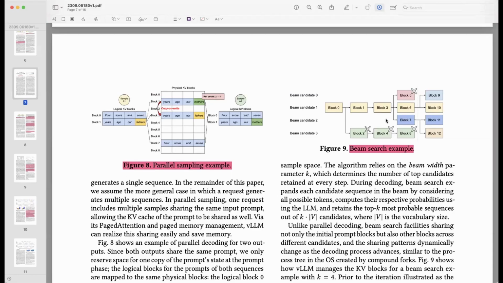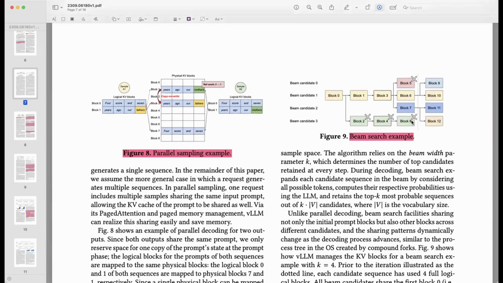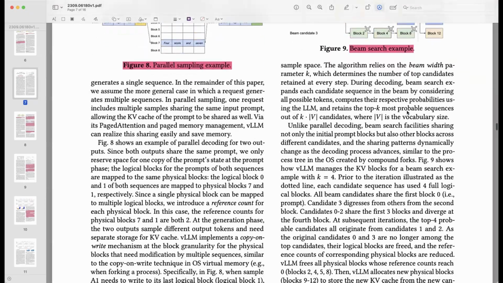So if you come to this point in beam search, you realize that blocks 0, 1, 3 are shared for all these three candidates, and only 5, 6, 7 are different. If you didn't have pageable memory and memory sharing designed this way, you would have 3 blocks here for this candidate and 3 blocks here for this candidate as well. So you use less memory for applications like beam search because of KV cache sharing.